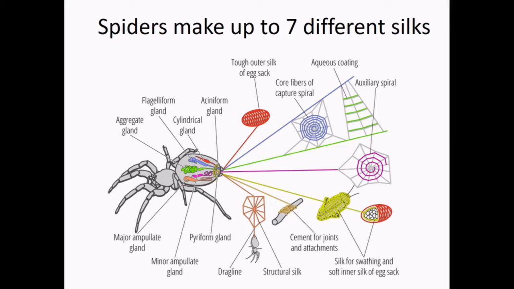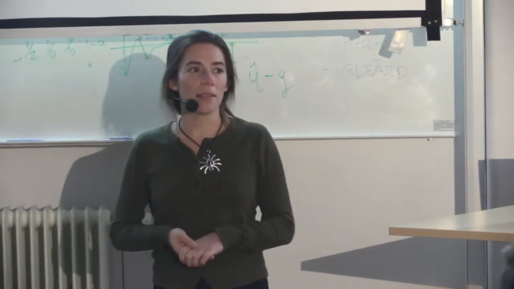Some they use to wrap their eggs to protect them, and some they use to catch prey. The most famous silk is the dragline silk, which is the one that they make the framework of the nets. And if you have seen a spider flee, then it uses this dragline silk as a lifeline.